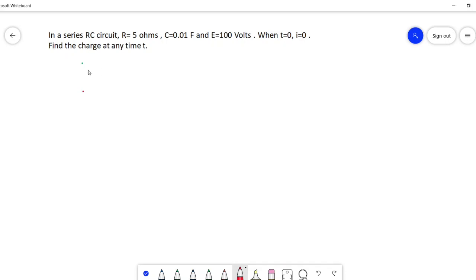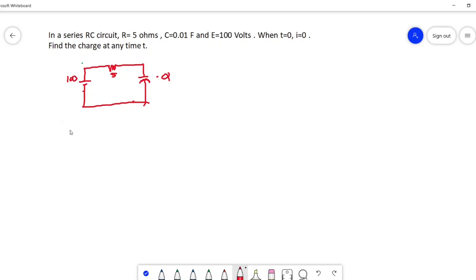So we have a series circuit. Here we have a resistor of 5 ohms and a capacitor in series. So the capacitance follows, and then the voltage source. Okay. So we have 0.01 farad and the voltage is 100 volts.